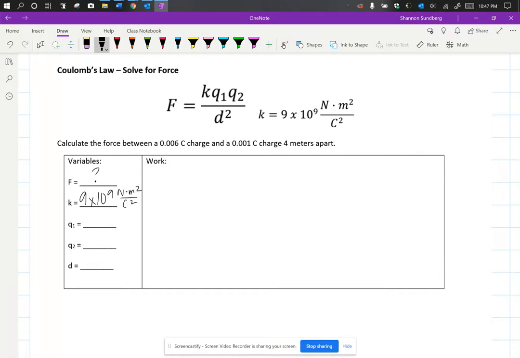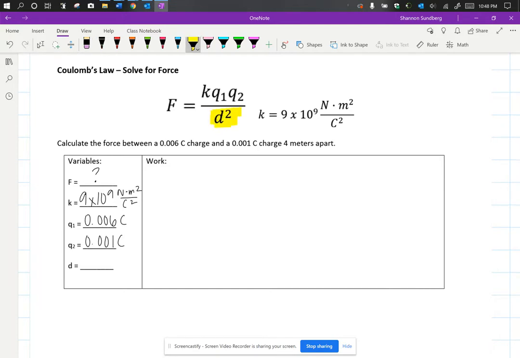My first charge, well, it doesn't really matter which charge you put first, but I like to just put the charge that I hit first. So I'm going to put 0.006 coulombs. The second charge is 0.001 coulombs. And then distance, they told me it's 4 meters apart, but remember, you have to square that distance.